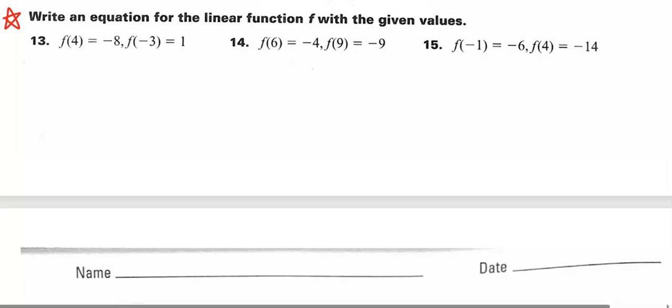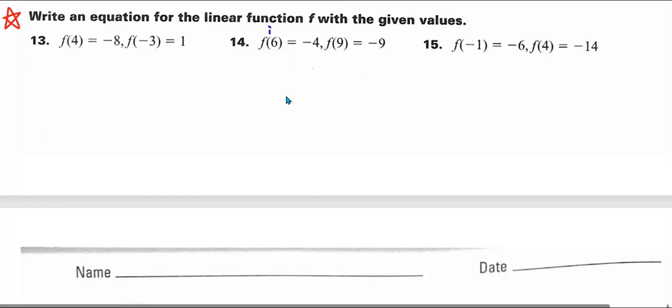All right, let's see what we have. This is your input. This is your output. You read it as f of 6 equals -4. So which means you put in a 6, you get a -4. Same here, which means you put in a 9, you get a -9. After you finish writing them down, now you see that you actually have 2 points.